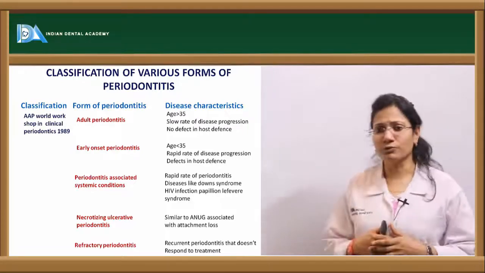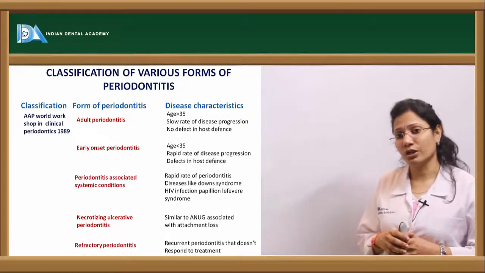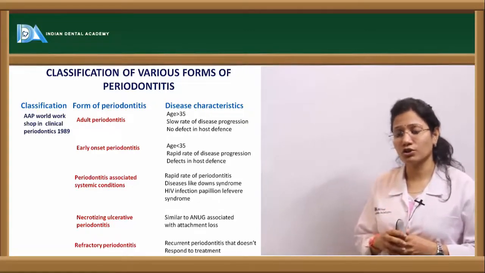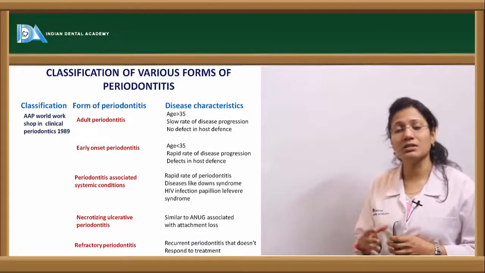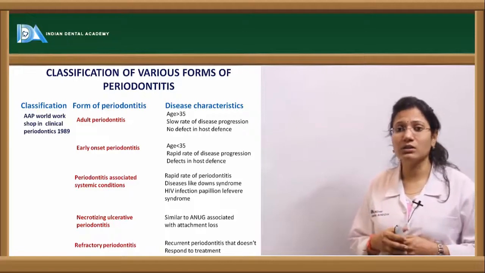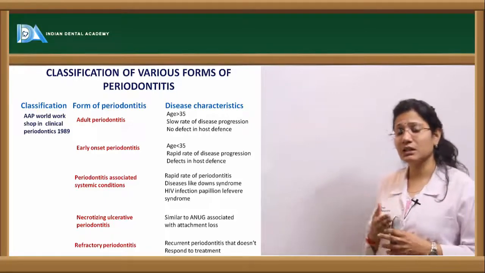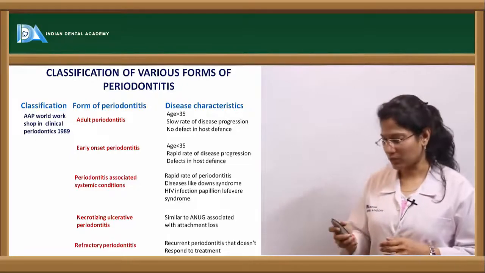If you observe carefully, this classification has been mainly categorized according to the age of onset of the disease. They call it adult periodontitis because it is seen in adults greater than 35 years, and early onset because it is seen in less than 35 years. So basically they have subcategorized them based on the age of onset of the disease.